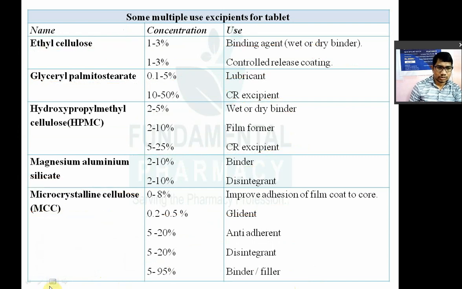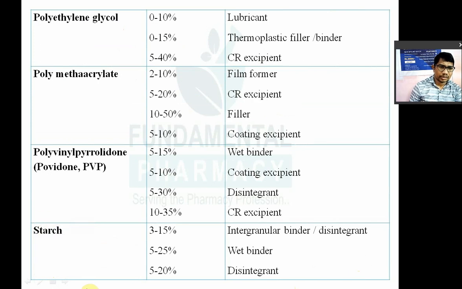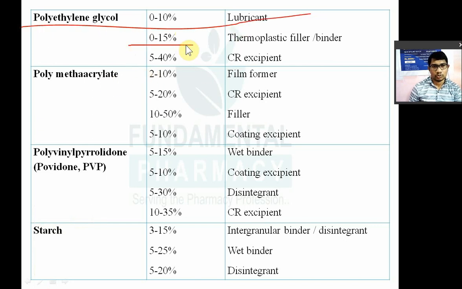We'll see the next point. Next is polyethylene glycol. What is the main role of polyethylene glycol? At 0 to 10%, it will act as a lubricant. At 0 to 15%, as a thermoplastic filler, or it is called a binder. At 5 to 40%, it is a controlled release excipient.